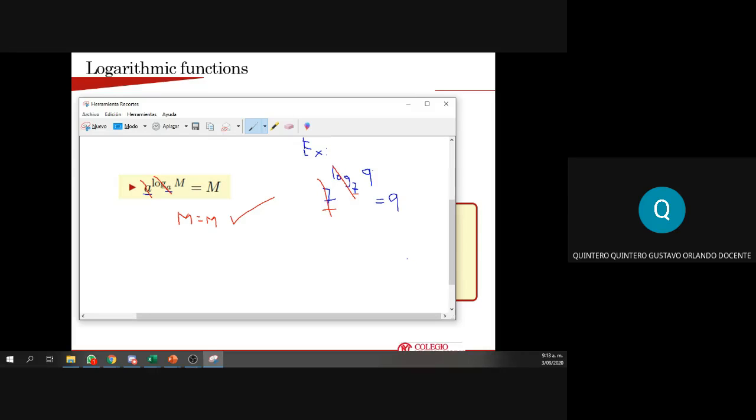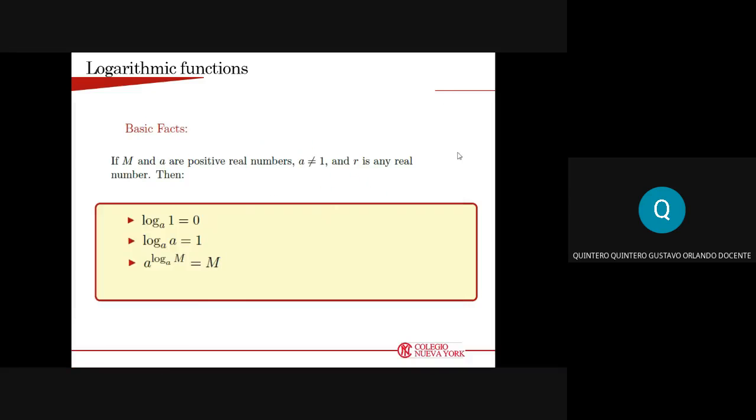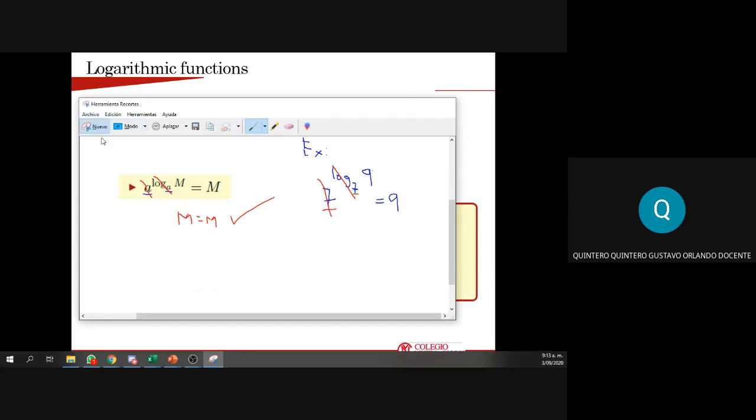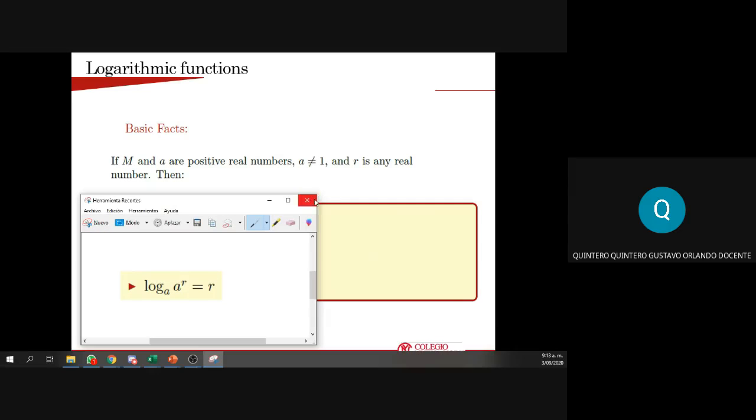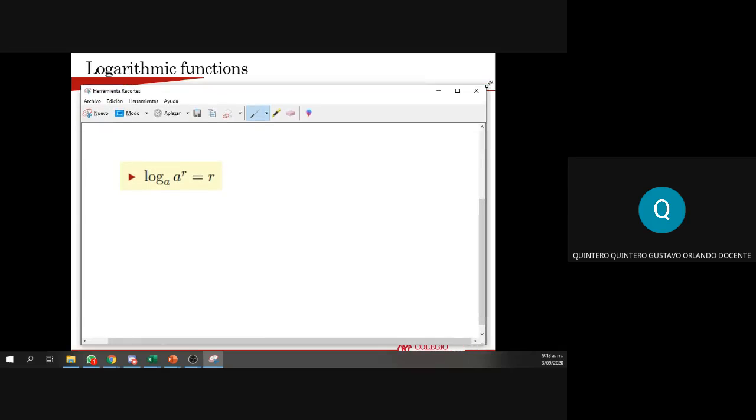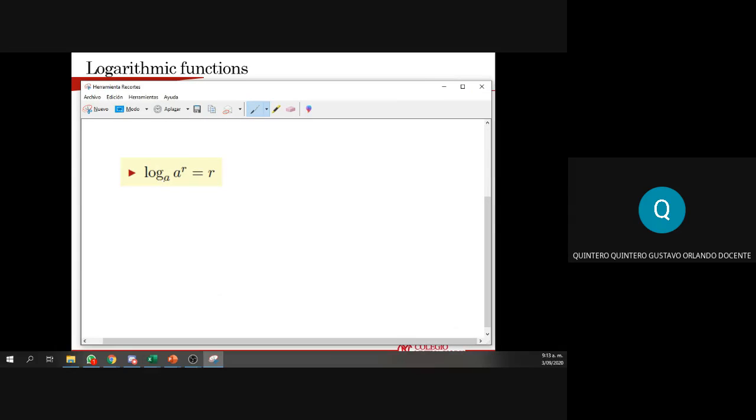You guys are doing it great. All right. Next, our final basic fact. And you will see that this basic fact can get confusing. Logarithm to the base a of a to the r. But if you analyze this, what we have is a power in the middle of a logarithm.